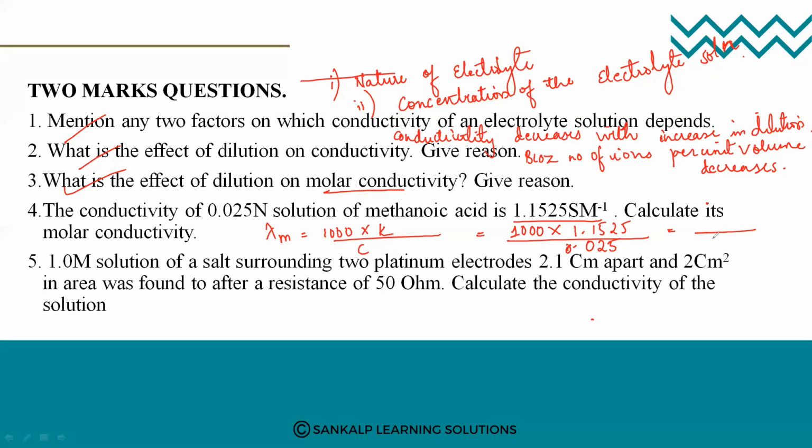So the answer comes as 46,100 Siemens meter square per mole. Yes, it is 46,100. Good. So 46,100 Siemens meter square per mole. This is your unit, so please write the unit also.